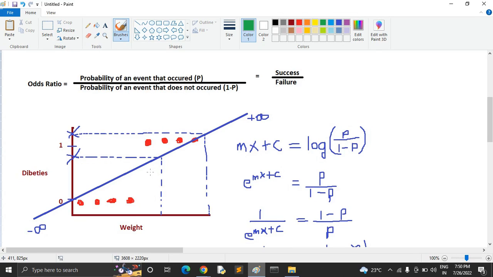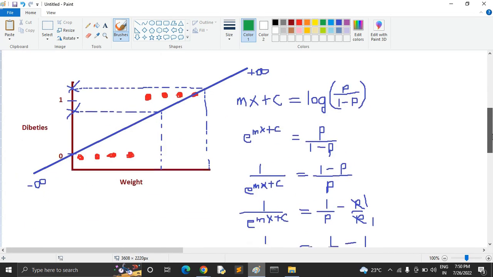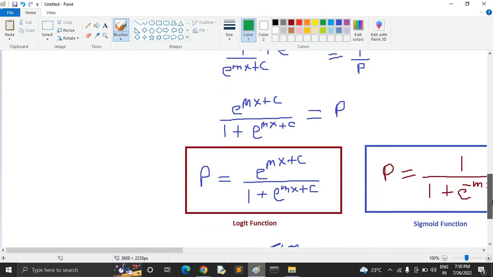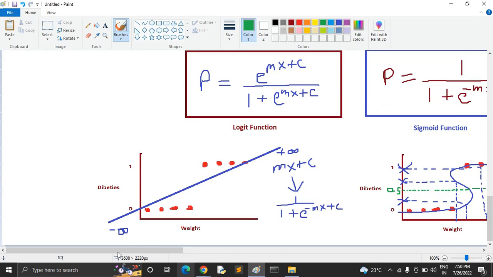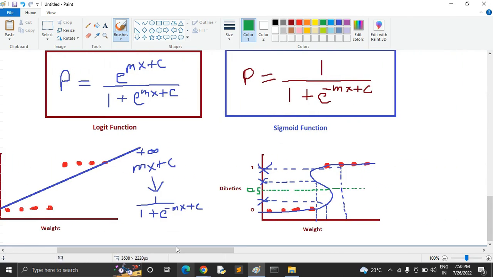So what we have done is, since your regression line range and the log of odds ratio range are both the same, we have equated your regression line with the log of odds ratio, and by that we have derived this logit function and sigmoid function, which brings the value under the range of 0 and 1. And by using that, we are able to interpret which patient will be diabetic and which patient will not, by using the threshold of 0.5.